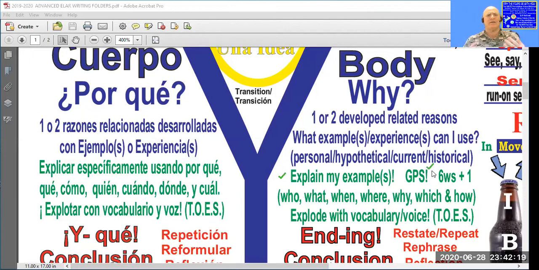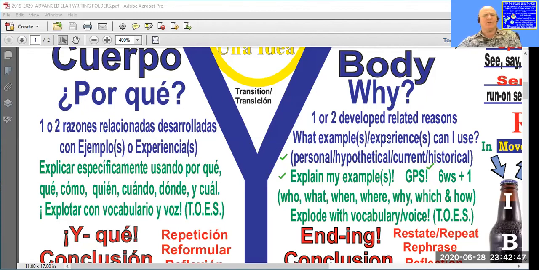Using the basic W's to help a student understand what he can use to get specific. Now, real quick back here, some of you are going to ask me, well, what example can I use? Well, there's a list of them right here. You can use a personal example, something that really happened to you or someone you know, a hypothetical one. It didn't happen, but it could. That's what I'm going to show you today.